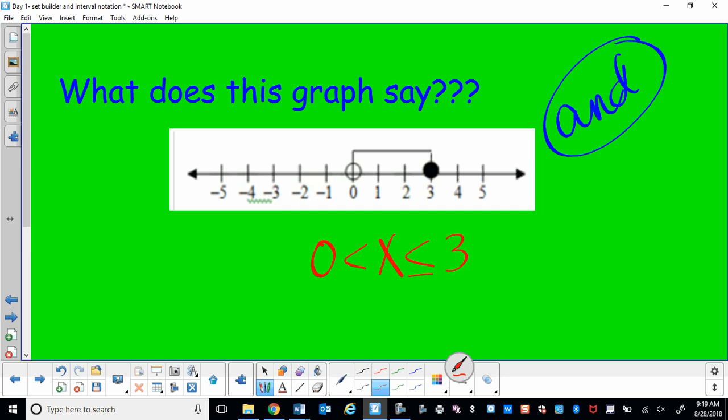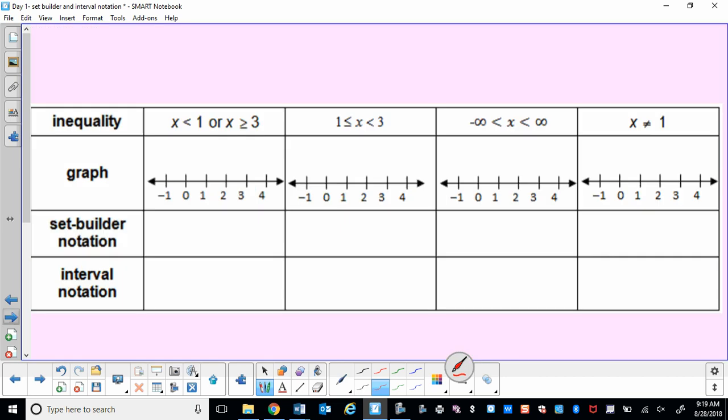Remember with your and graphs to make your arrows go in the same direction, okay? Because we start reading it in the middle, but it says x is greater than 0, x is less than or equal to 3. So they look the same, but they're not.